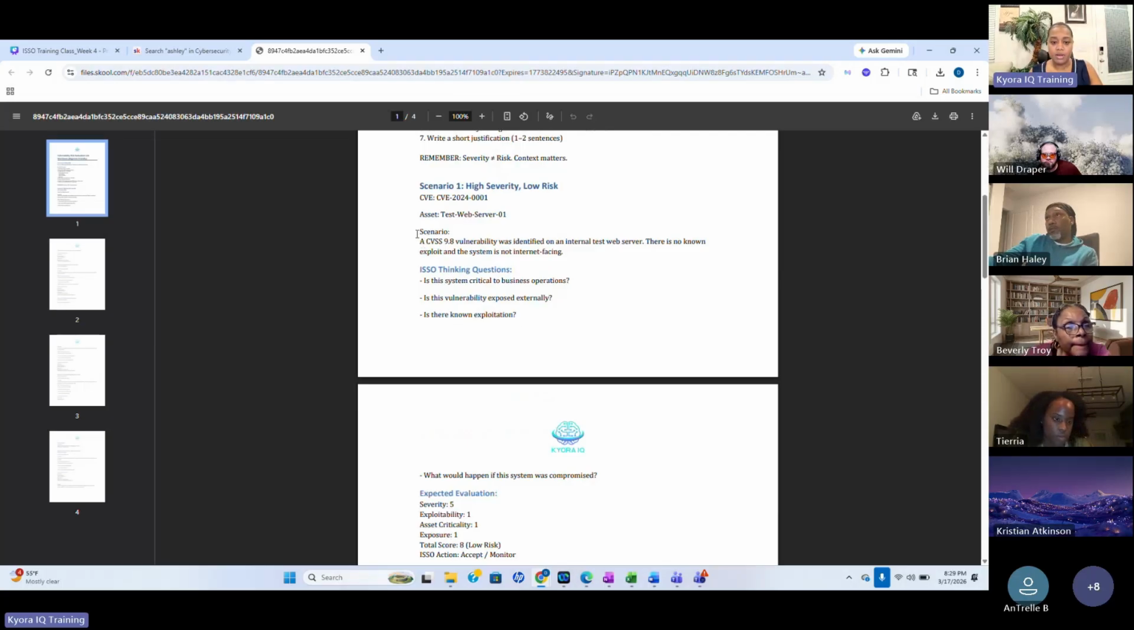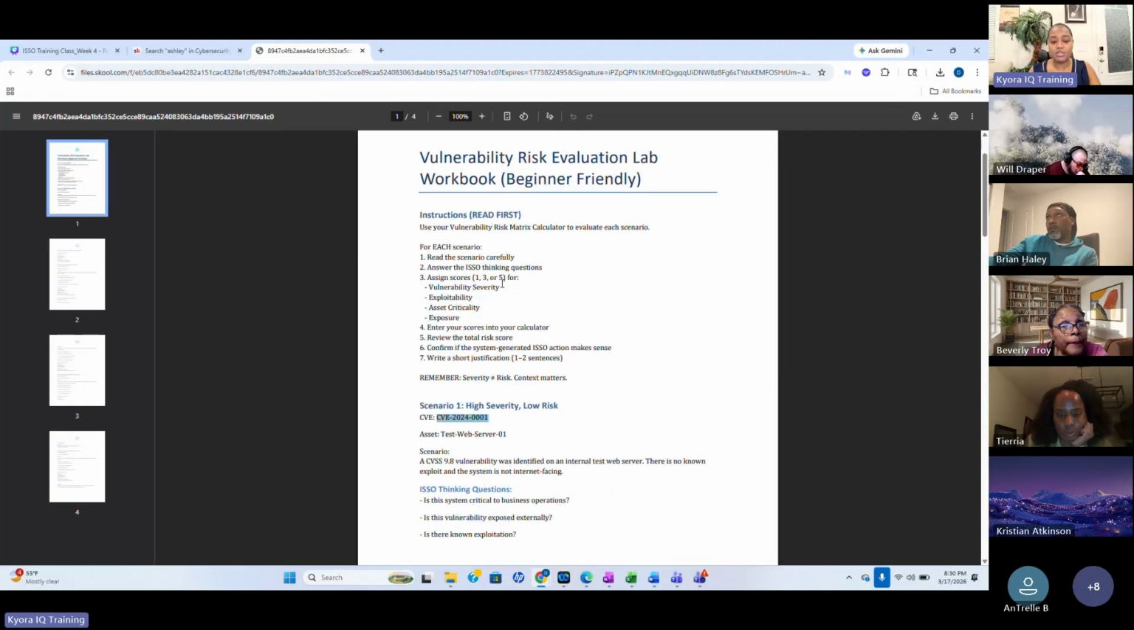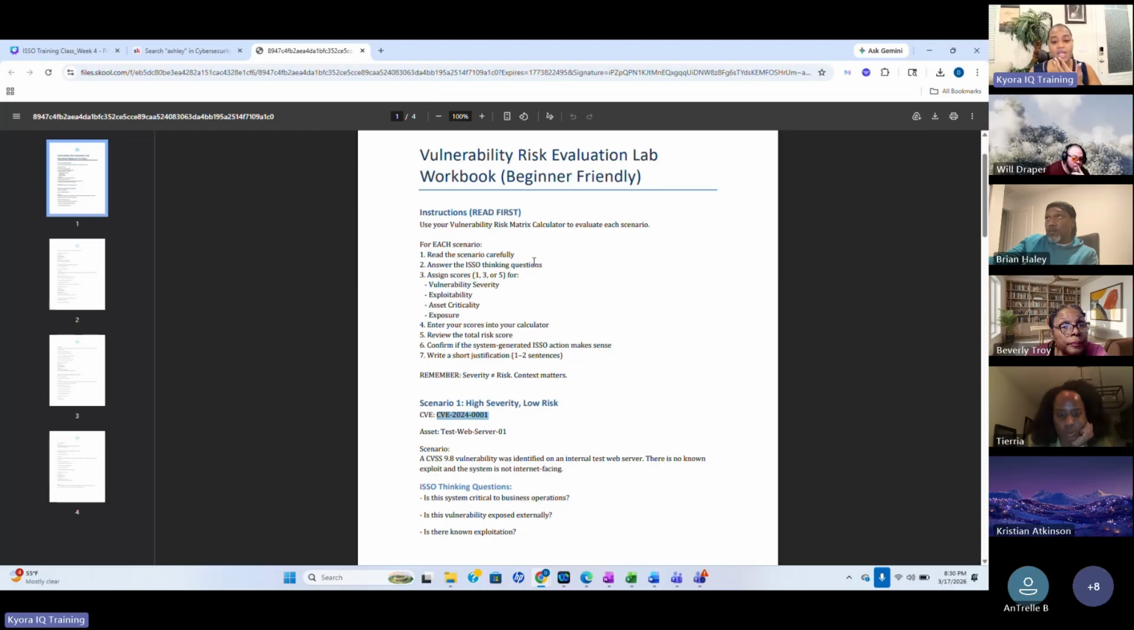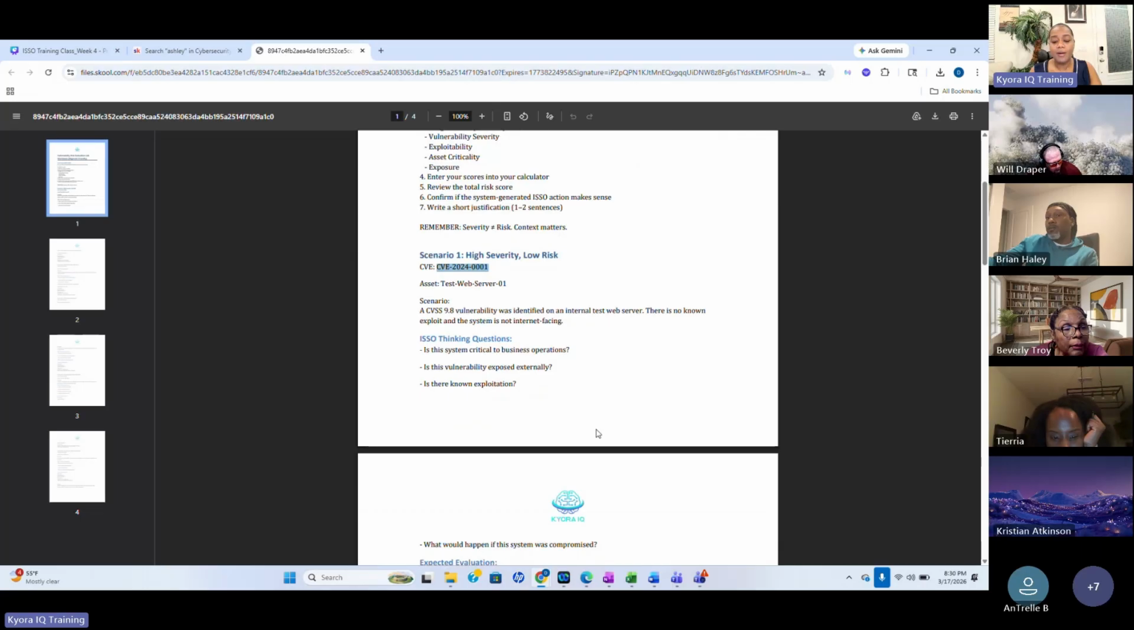So scenario one, it says you have a CVE. So what I would want you guys to do, if you were home practicing these, is start here. It has instructions. You read first for each scenario, read the scenario carefully, answer the ISO thinking questions, assign scores for vulnerability, severity, exploitability, asset criticality, enter your scores into your calculator, review the total risk score, confirm if the system generated ISO action makes sense, and then write a short justification, 1 to 2 sentences. You guys kind of get it.